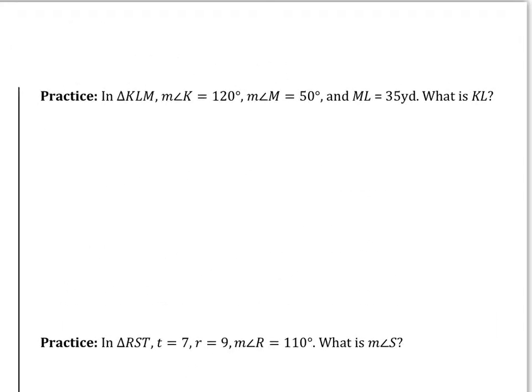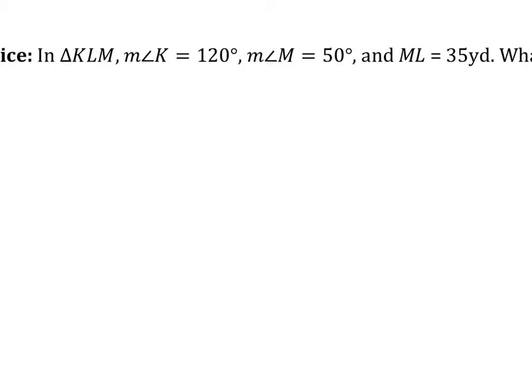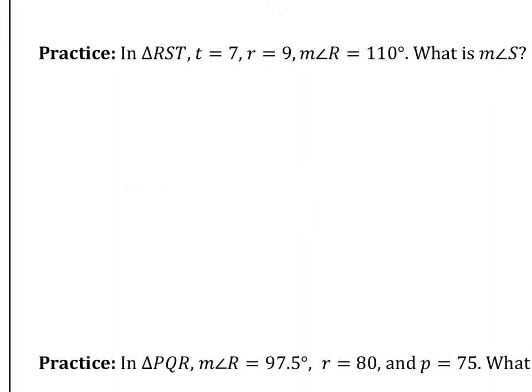Triangle KLM. K is 120 degrees, M is 50 degrees, and ML is 35 yards. What is KL? Go ahead and figure this out. Let me know when you're done. Okay, the answer is about 30.96.